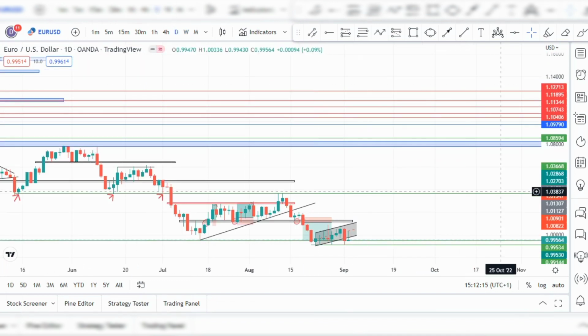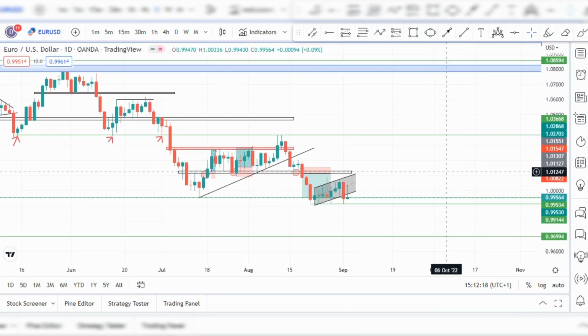If we go down to the daily time frame, we can see that the price has been ranging just around this area here.